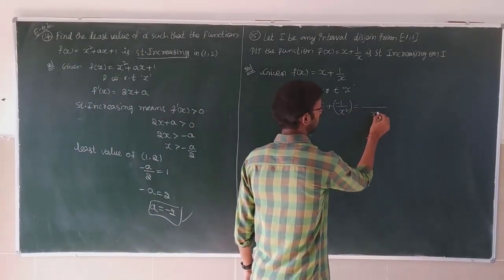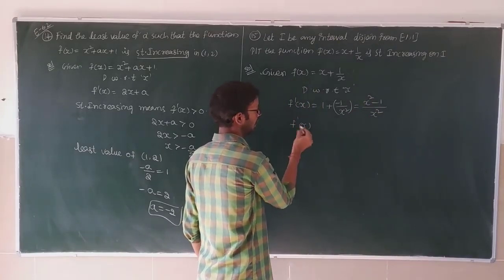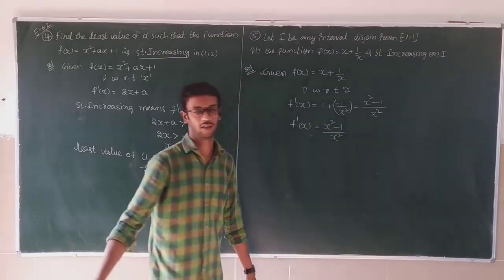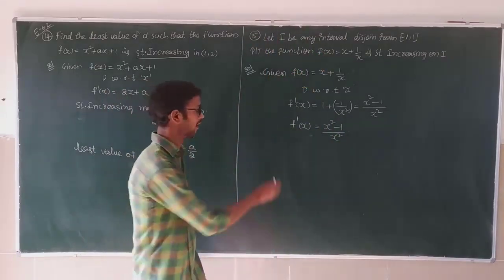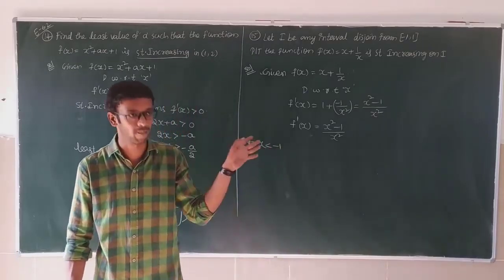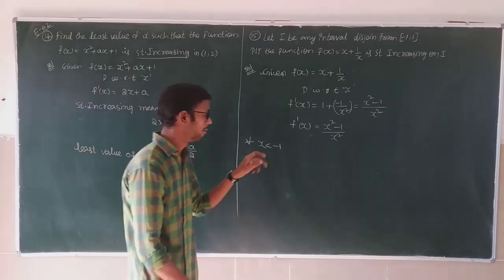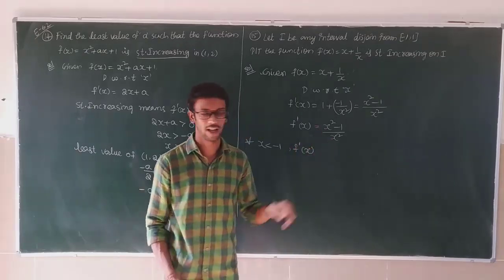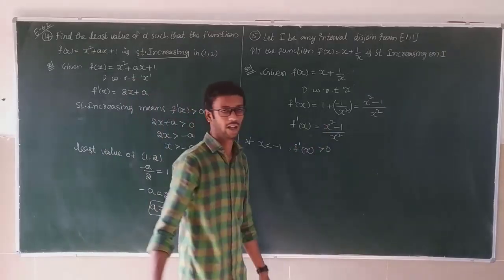Take the LCM: x square minus 1 over x square. So f dash of x is equal to x square minus 1 divided by x square. What is being asked? Other than that interval, for every x less than minus 1, after minus 1 I take minus 2, minus 3, minus 4. If we substitute any negative value here, f dash of x is compulsorily greater than 0.